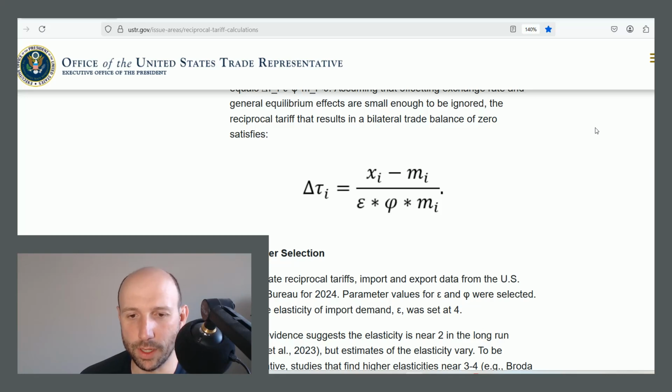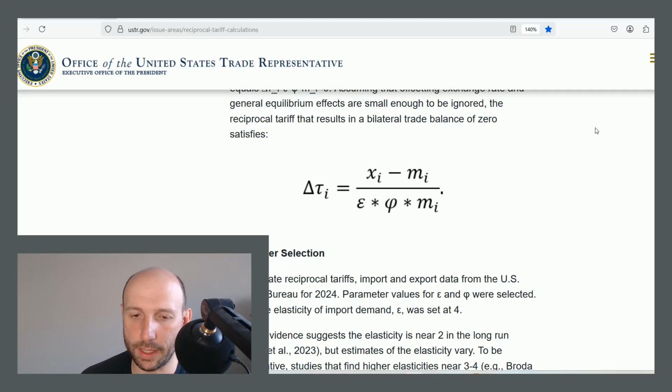How's it going, everyone? The United States imposed tariffs on a number of countries, and the equation on the screen here has been posted by the Office of the United States Trade Representative and has been making its way around the internet as a calculation used to determine which tariffs to apply onto which country. So we're going to go through this equation.